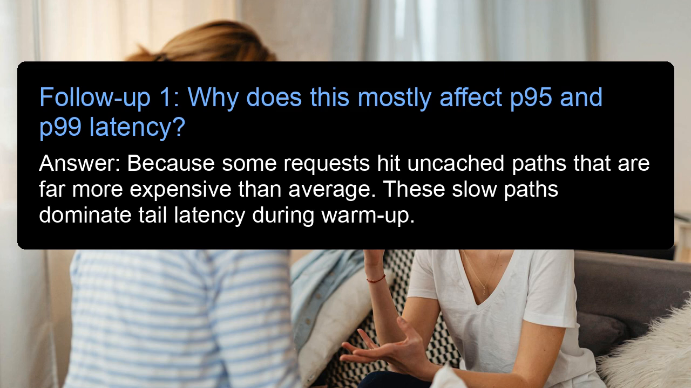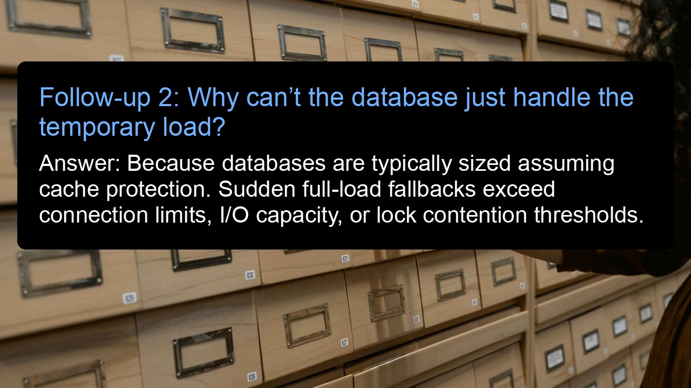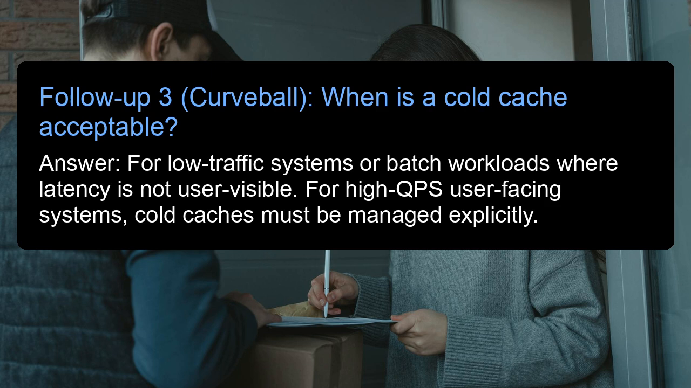Follow-up 1. Why does this mostly affect P95 and P99 latency? Answer: because some requests hit uncached paths that are far more expensive than average. These slow paths dominate tail latency during warm-up. Follow-up 2. Why can't the database just handle the temporary load? Answer: because databases are typically sized assuming cache protection. Sudden full load fallbacks exceed connection limits, I/O capacity, or lock contention thresholds. Follow-up 3. Curveball.